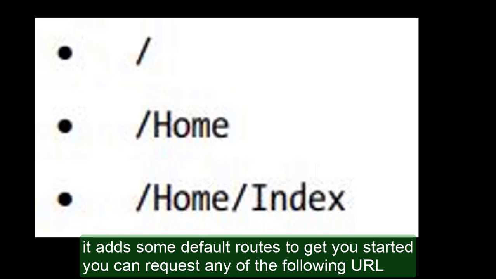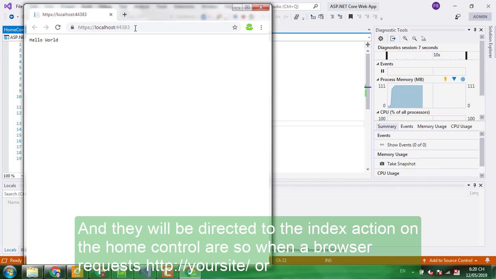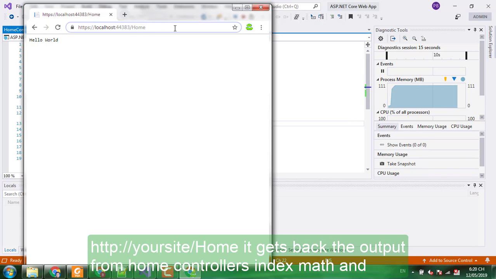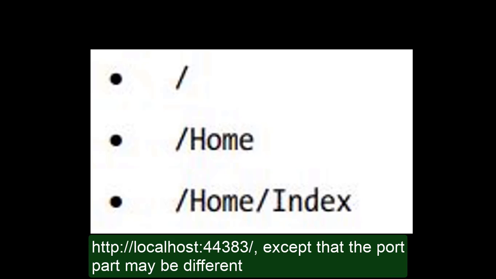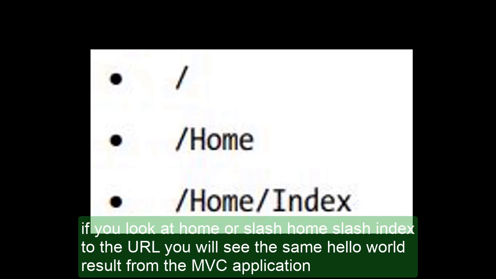You can request any of the following URLs, and they will be directed to the Index action on the Home controller. So, when a browser requests http://your-site/ or http://your-site/home, it gets back the output from the Home controller's Index method. You can try this yourself by changing the URL in the browser. At the moment, it will be http://localhost:44383/, except that the port part may be different. If you append /home or /home/index to the URL, you will see the same Hello World result from the MVC application.